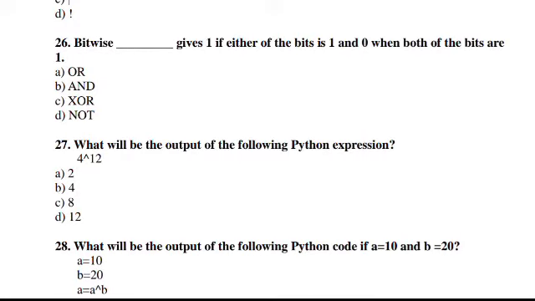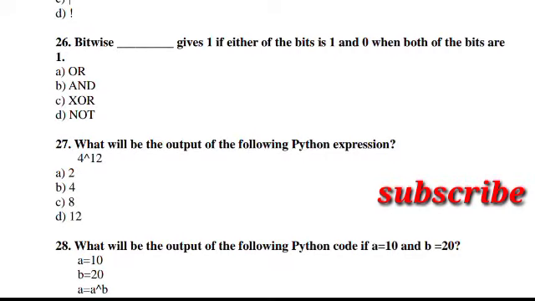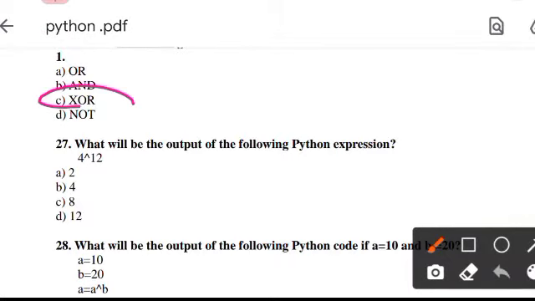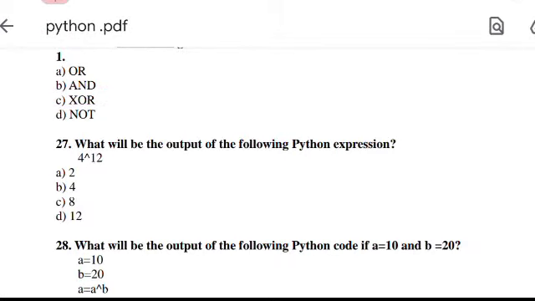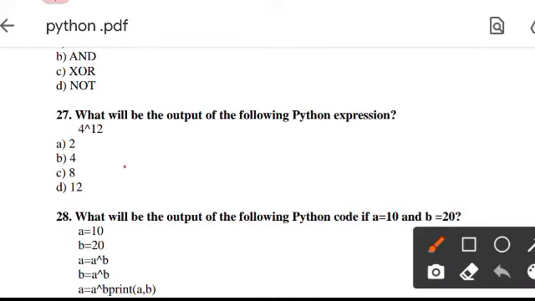Let us now start. Question number 26: bitwise operator gives 1 if either of the bits is 1 and 0 when both of the bits are 1. Right answer will be option C, XOR. Next is, what will be the output of the following Python expression? Right answer will be option C, 8.